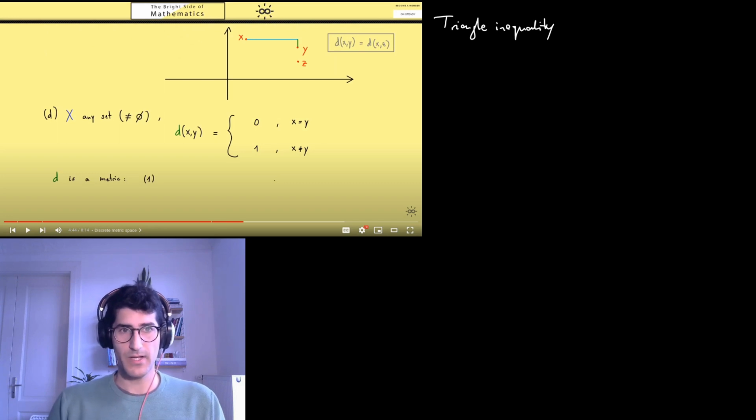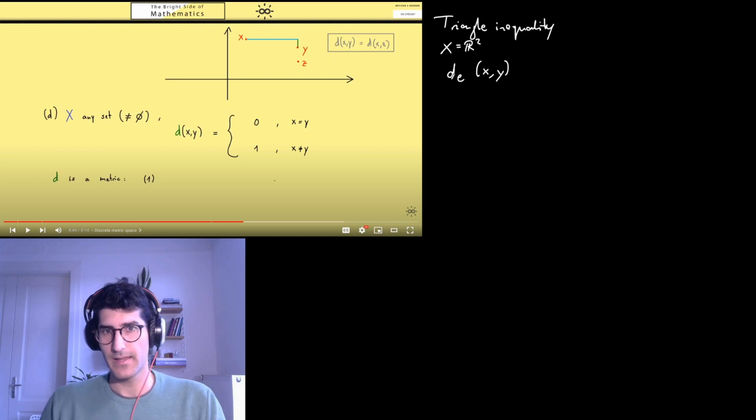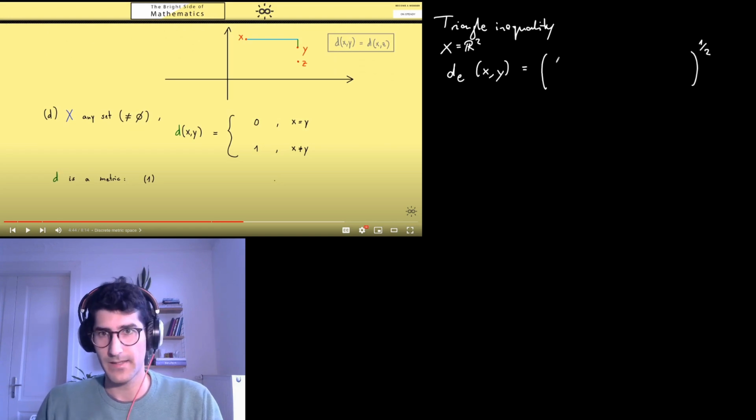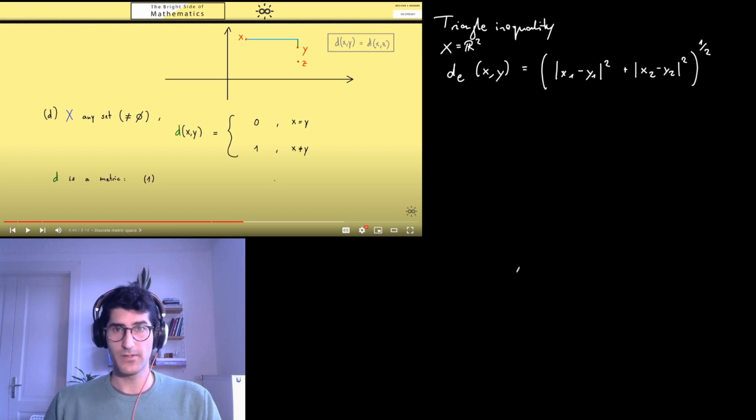And for this, I would like to recall once again the Euclidean metric that we had. So the Euclidean metric on R2 was defined by saying the distance, so let's say x and y are in R2. Then the Euclidean metric of x and y was defined as, so outside I have a square root, and I take the sum of x1 minus y1 squared plus x2 minus y2 squared. So this was the Euclidean metric.